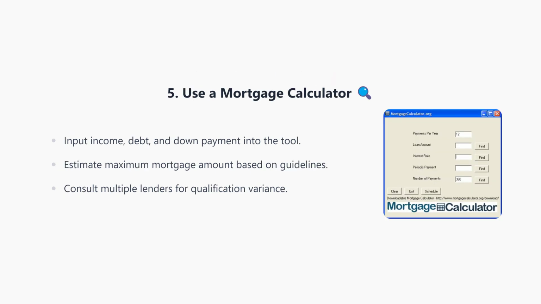Now you can use a mortgage calculator, a valuable tool that allows you to determine affordable home prices by inputting your income, debt, and down payment. These calculators estimate the maximum mortgage amount you qualify for based on lending guidelines. It's always best to consult with multiple lenders, as qualification can vary by institution.